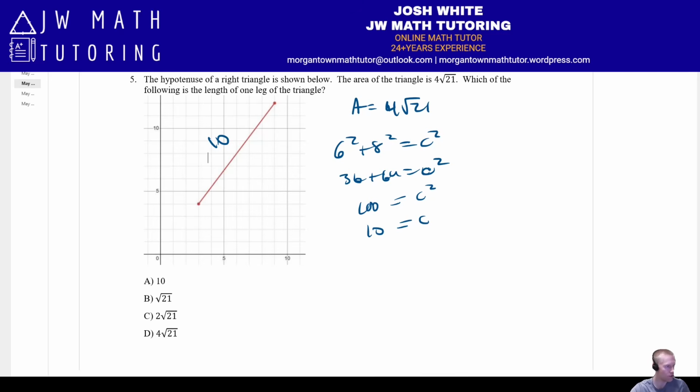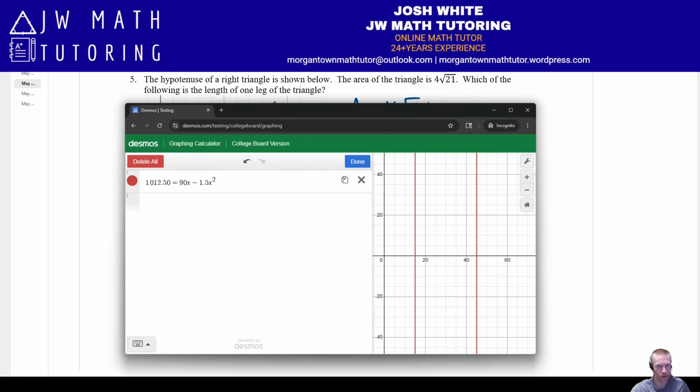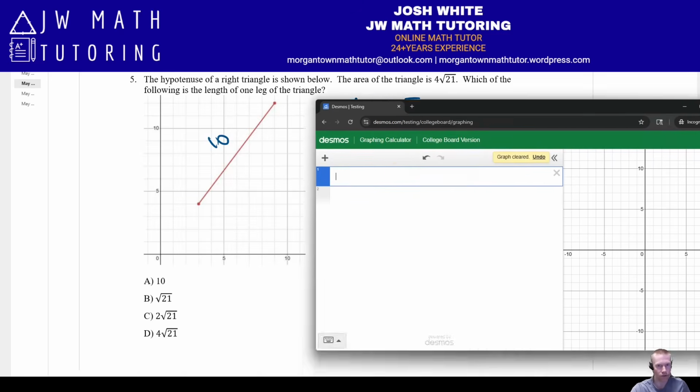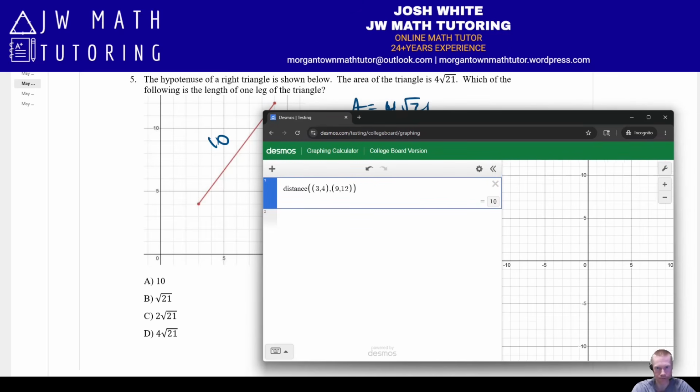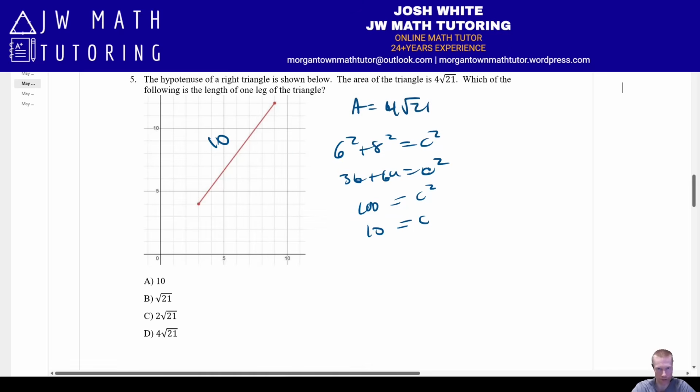Also, just to show you, we could, of course, go to Desmos and just use the distance formula with, let's see, the first point appearing to be 1, 2, 3, 4, and the second point appearing to be 9, 12. Okay, there's our distance of 10 for our hypotenuse. That's just an alternate approach.